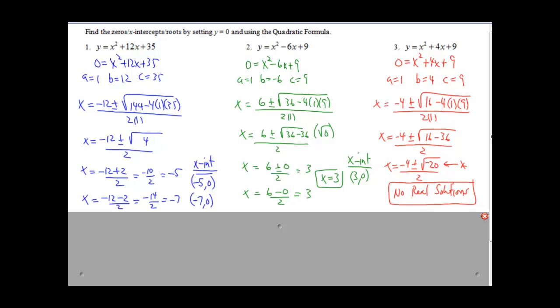Welcome back. If you check your answers over on number 1 with the blue, you should have had x equals -5 and x equals -7, or the two x-intercepts are (-5, 0) and (-7, 0).